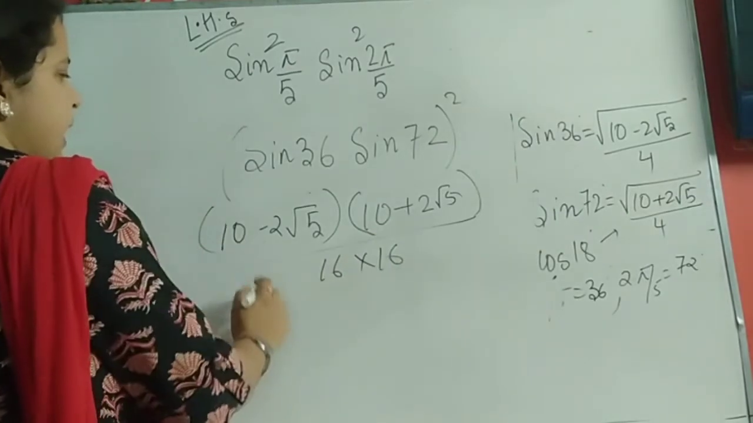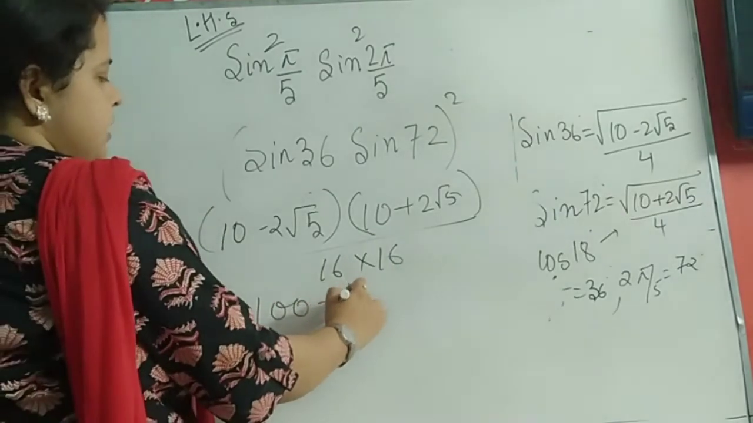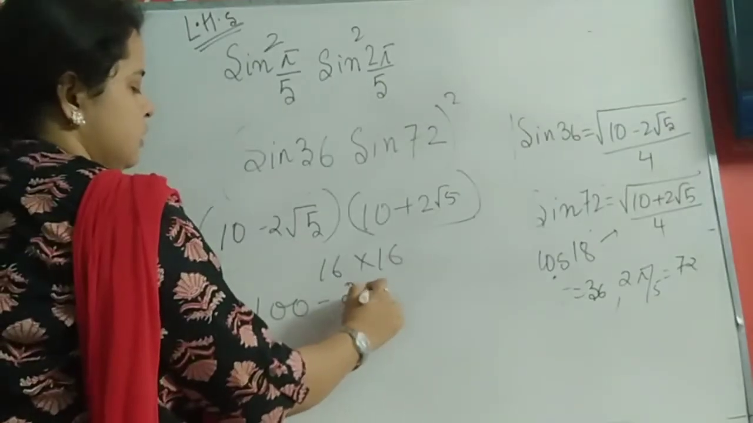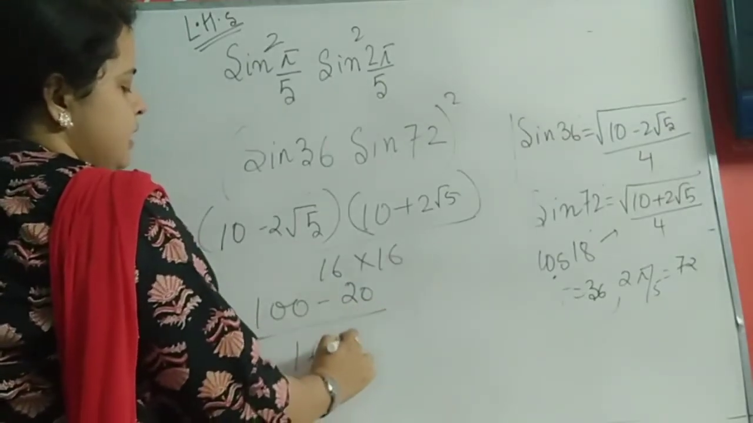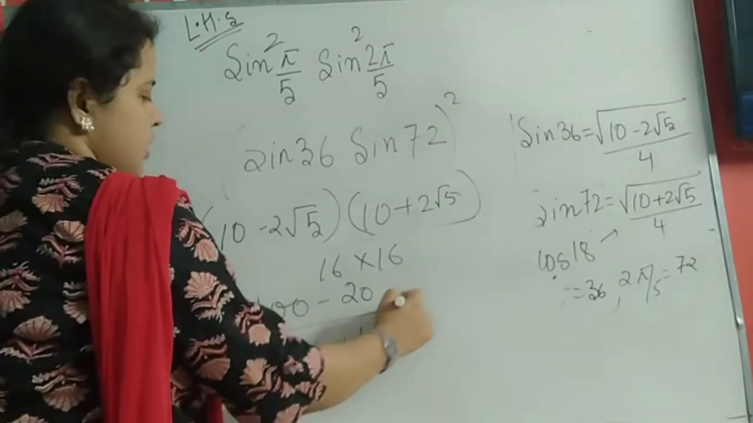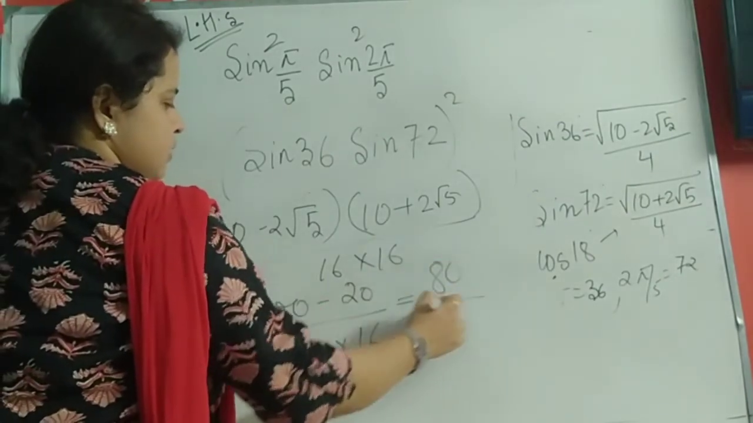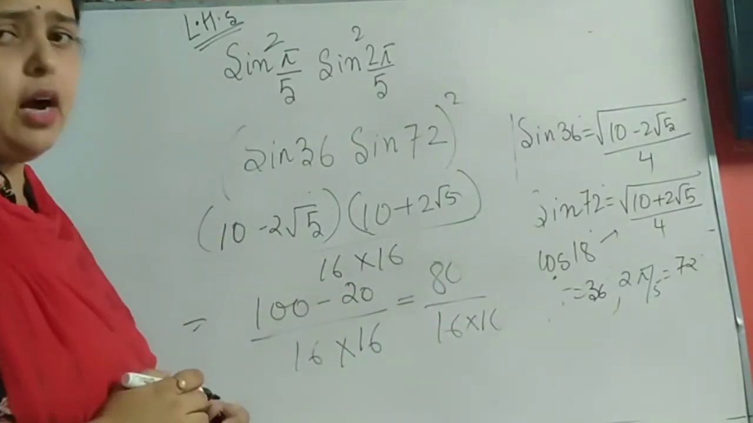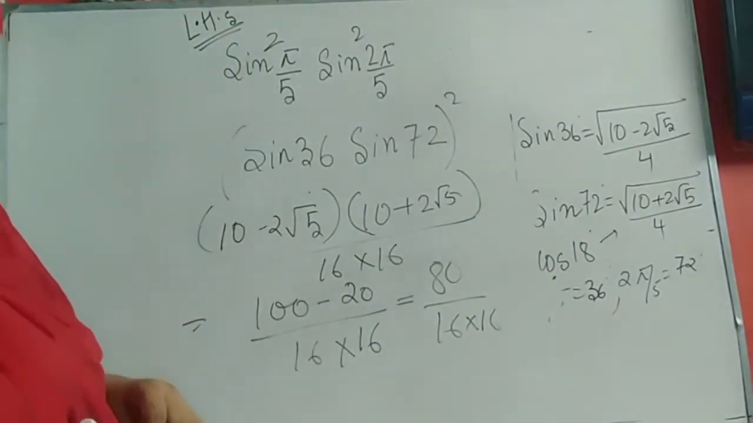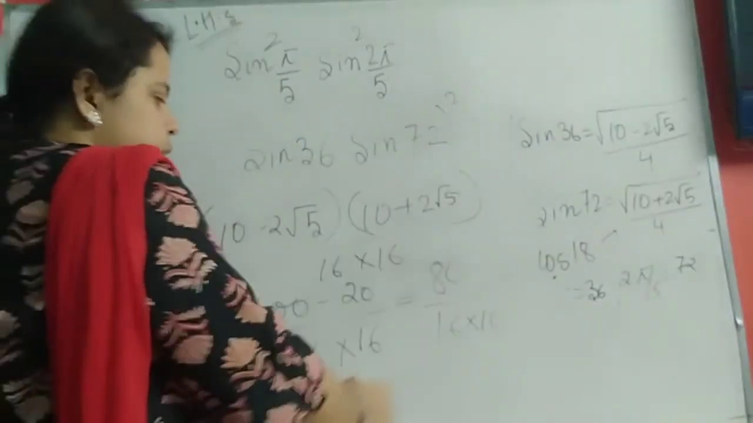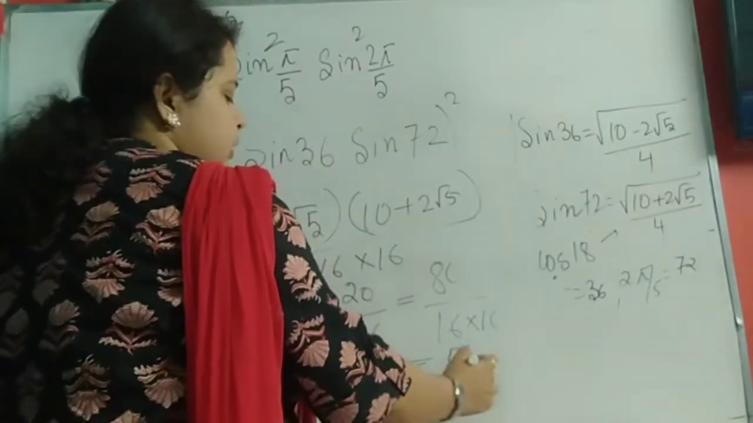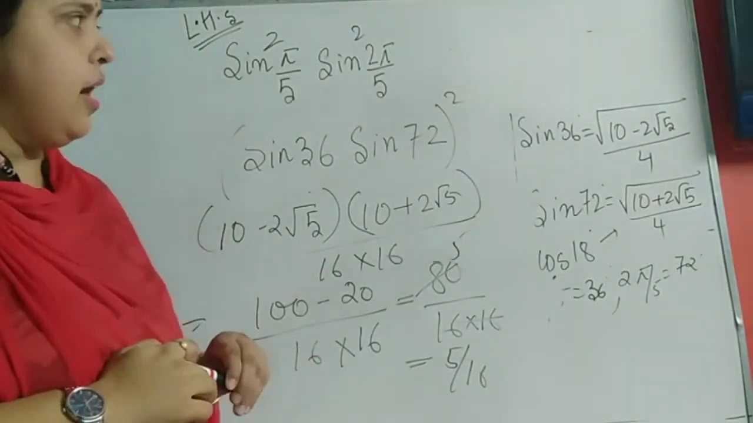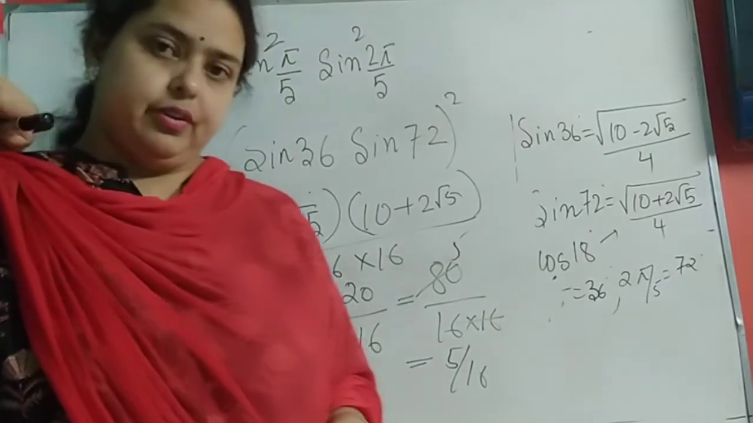In the numerator I have 100 minus 4 into 5, that is 20, by 16 into 16, and this is 80. So I can cancel it out, and what you are going to get is the required thing, 5 by 16. This is what you are getting, yes or no? So the RHS is out now in front of you.